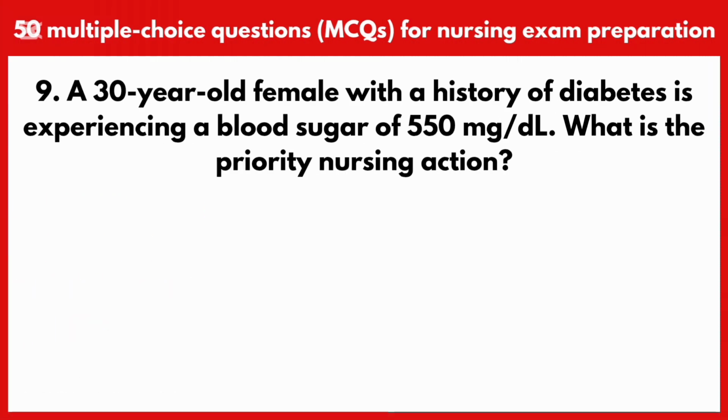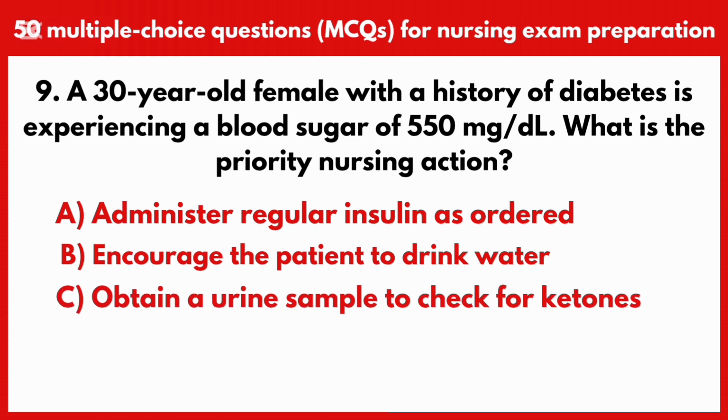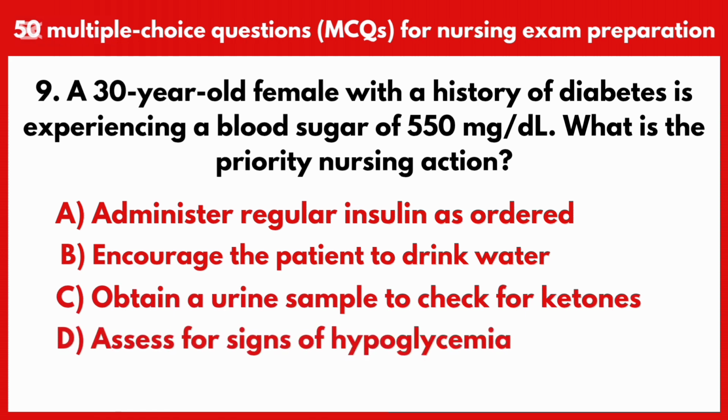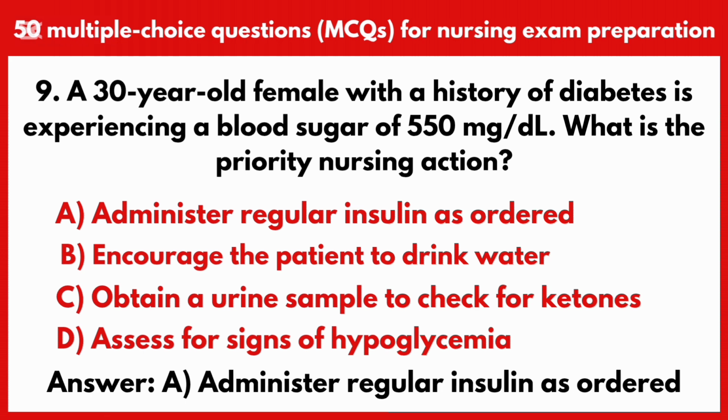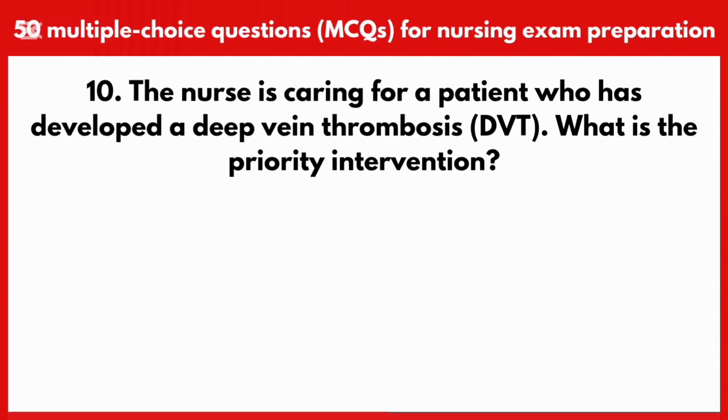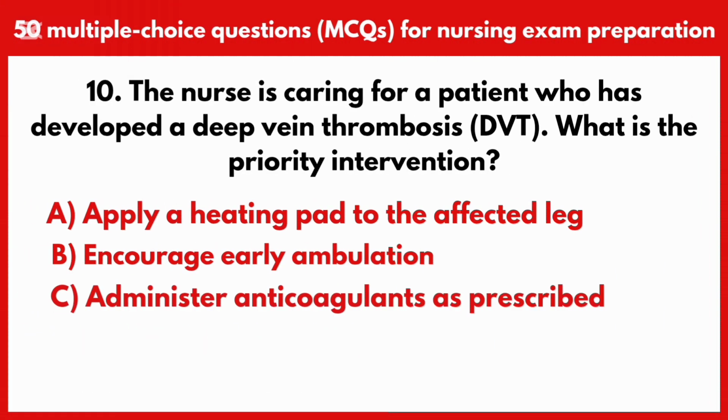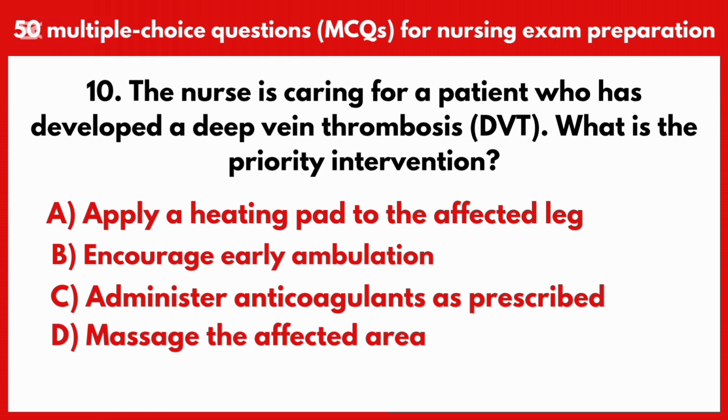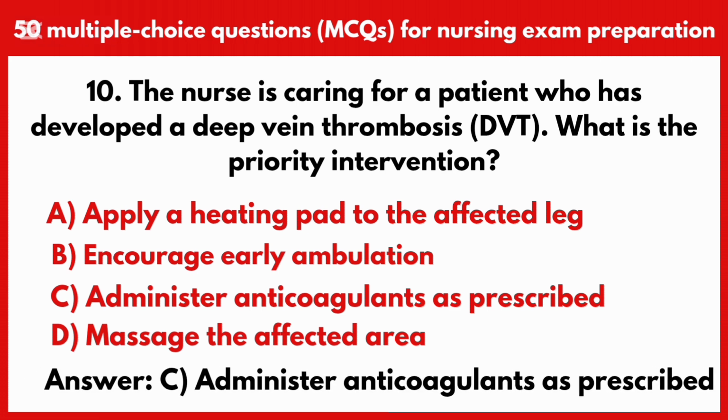A 30-year-old female with a history of diabetes is experiencing a blood sugar of 550. What is the priority nursing action? Correct answer is option A. A nurse is caring for a patient who has developed a deep vein thrombosis. What is the priority intervention? Correct answer is option C.